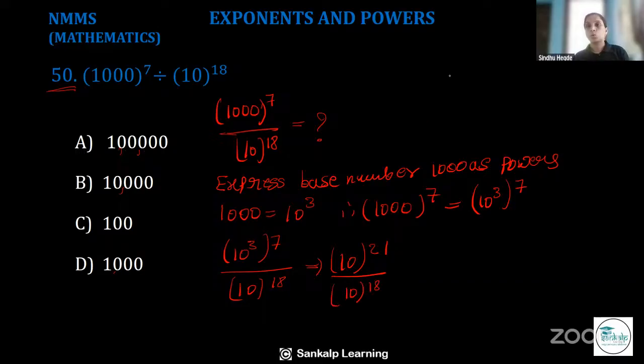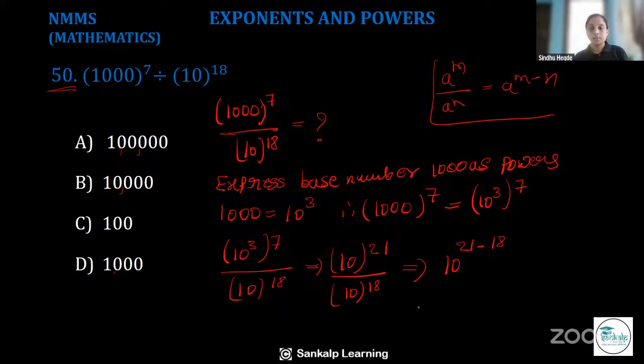So as per the rule, a raised to m divided by a raised to n is equal to a raised to m minus n. Similarly here 10 raised to 21 divided by 10 raised to 18, base is common. So write 10, 21 minus 18. What we get? It is 10 raised to plus 3.